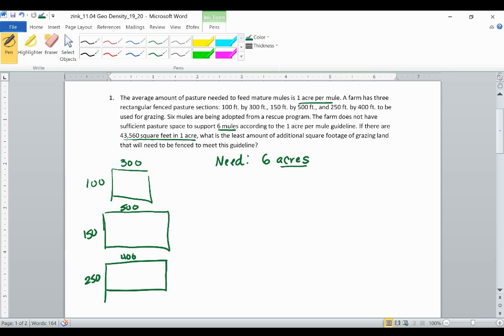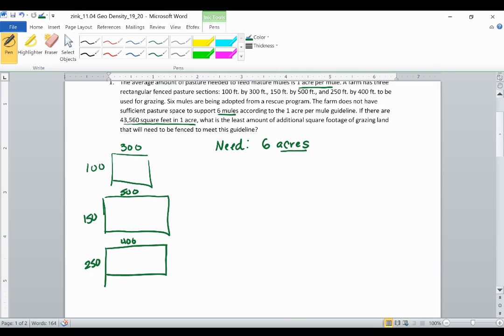So since all of these are in feet, I think it's going to be easier to convert acres into feet to figure out how much we need in terms of square footage. And then we can find out how much we have. So let's start with how much we're going to need. So if we have 6 acres, we're going to use our picket fence method here. So I know from this right here that in 1 acre, there's 43,560 square feet.